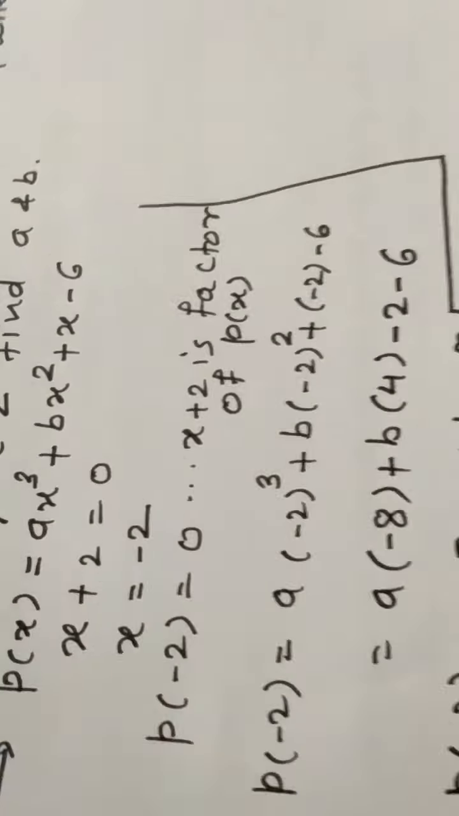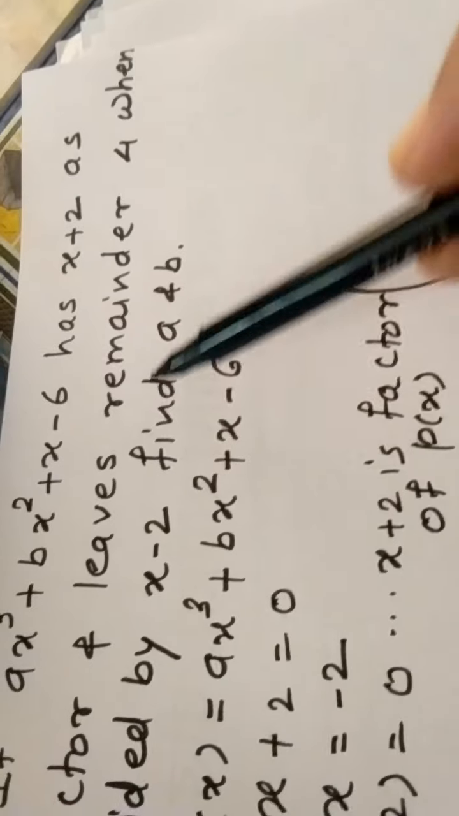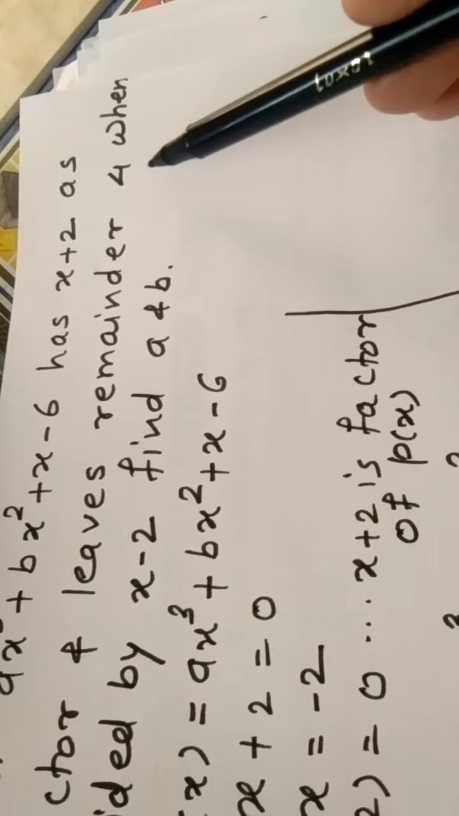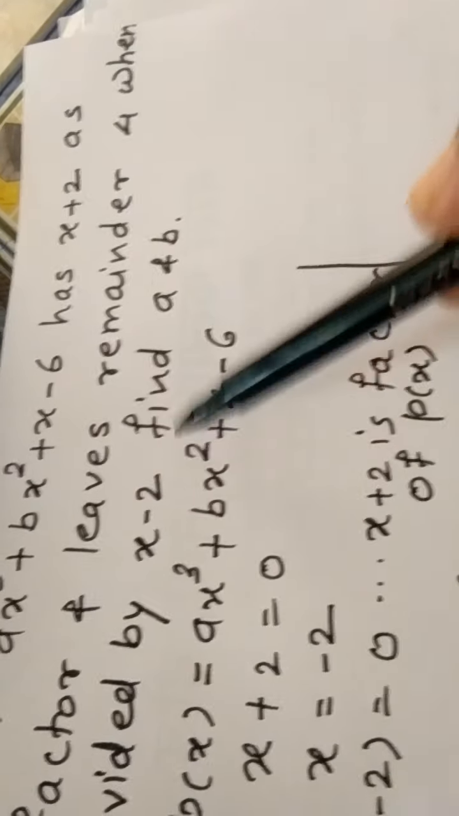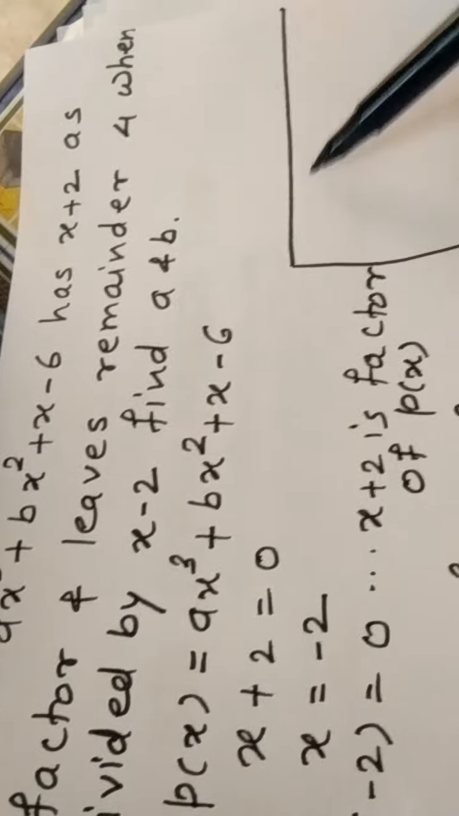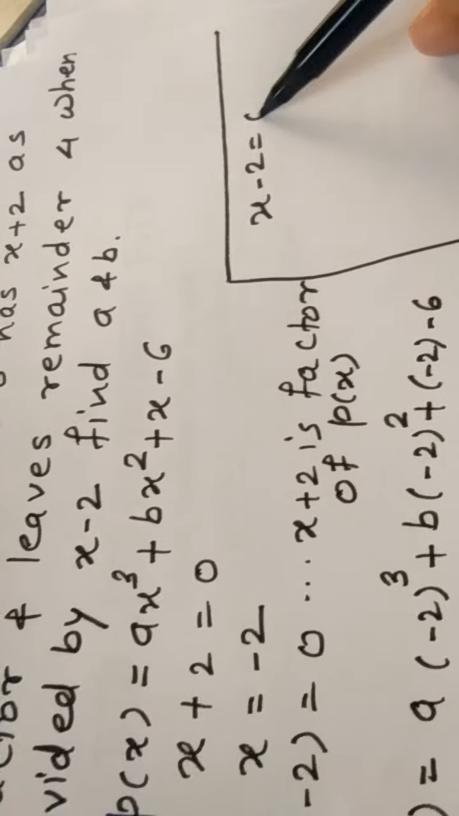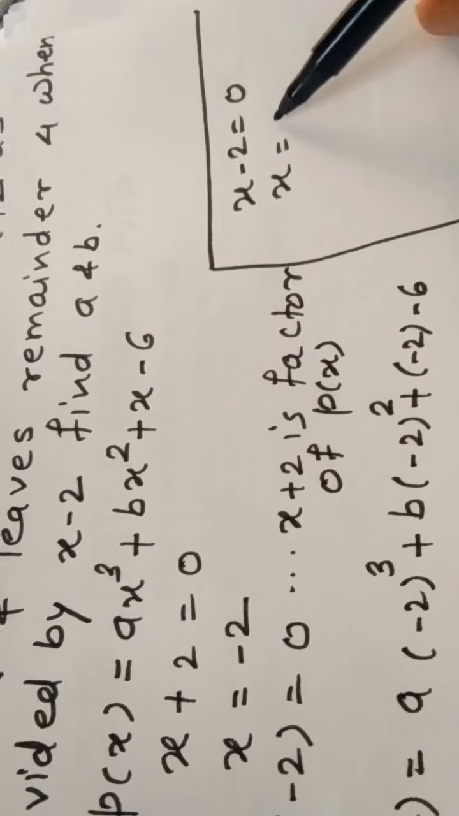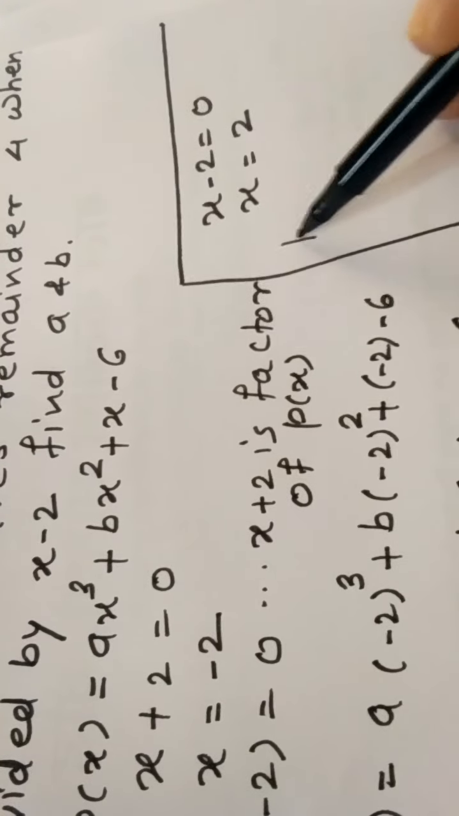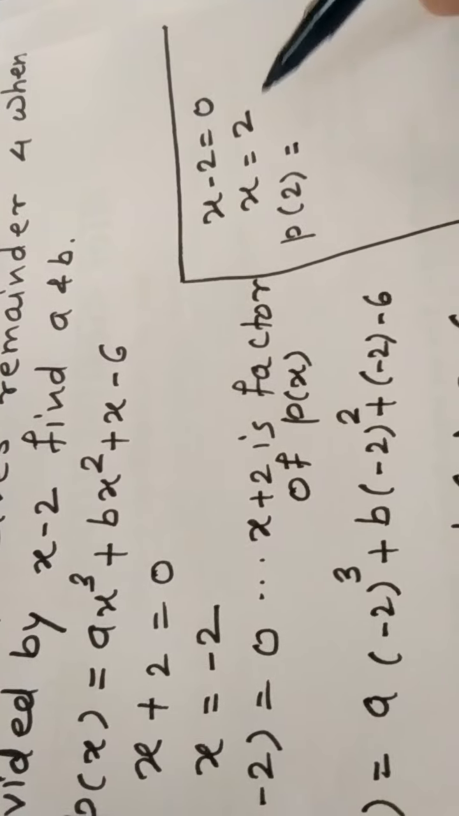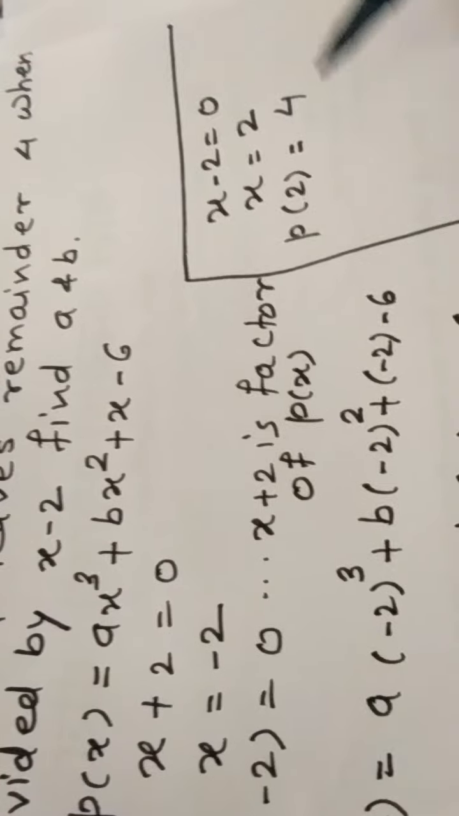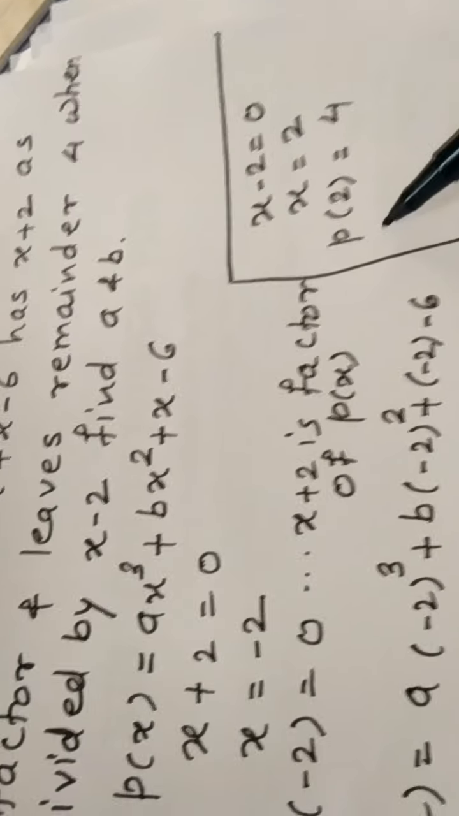Now the second condition: it leaves remainder 4 when divided by x minus 2. That is, put x minus 2 is equal to 0, that is, x is equal to 2. And p(2) is equal to the remainder, which is 4. What is the value of p(2)?